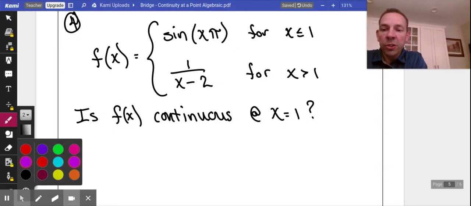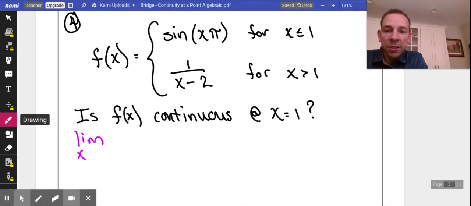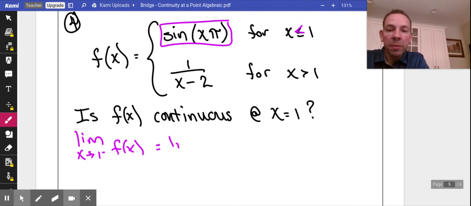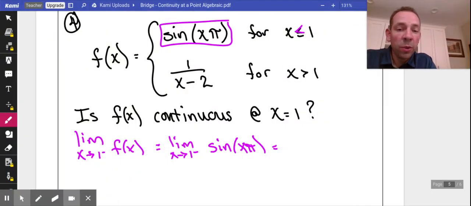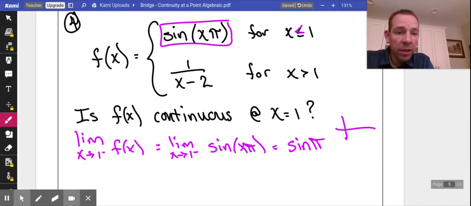All right, shake and bake. What is the limit as x approaches 1 from the left? Look for your less than sign. This is your function. So we want the limit as x approaches 1 from the left of sine of x times pi. Now I'm going to substitute the 1 for x. And this just becomes the sine of pi. You can always draw your graph. That's 0.